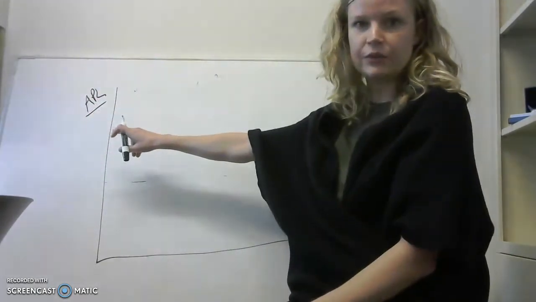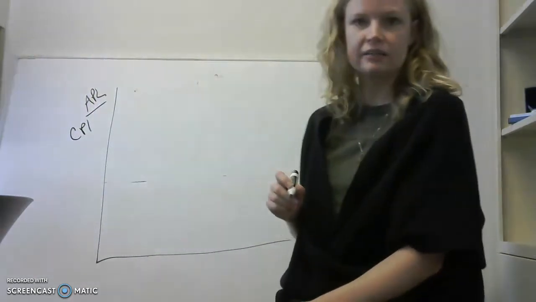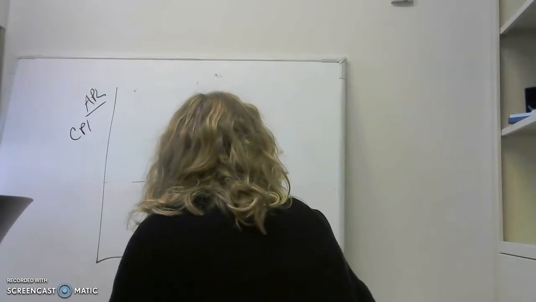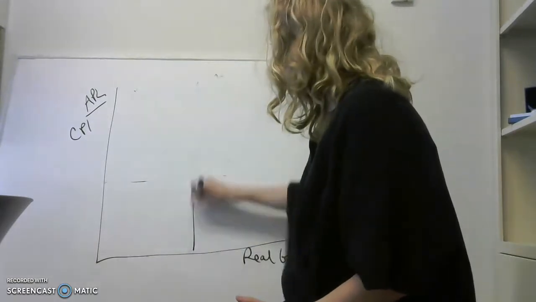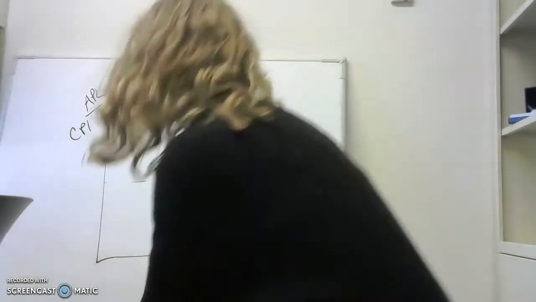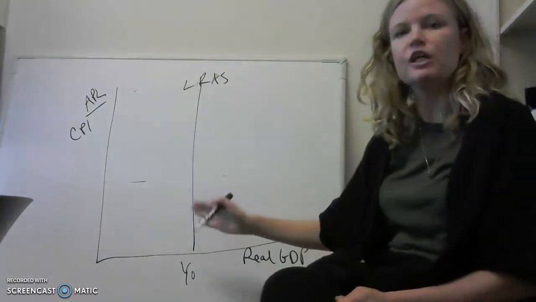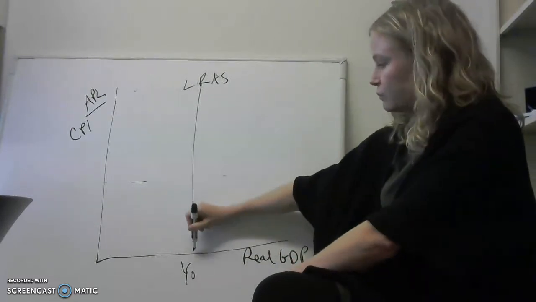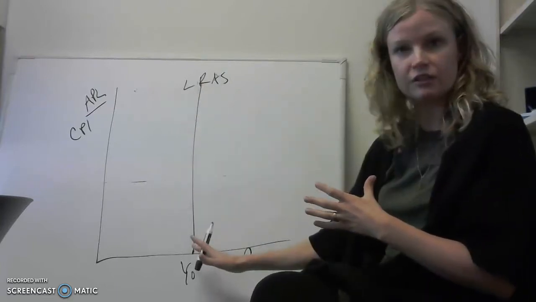Over here on the y-axis, we have aggregate price level. Sometimes my students like to put the CPI there, the Consumer Price Index. And then here we've got real GDP. So real GDP, aggregate price level. I'm going to first draw potential output. I label this Y0. That is the best we can do in the long run given our labor markets and resources. It's associated with the natural rate of unemployment. This is the same concept as in the Phillips curve. In the long run, we're going to return to this no matter what inflation is.